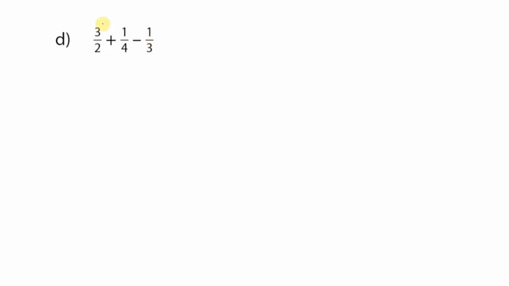So I'm going to ask you to try number D. I'm going to give you a bit of time. The strategy would be to find something that 2, 4 and 3 can all divide into without a remainder as the denominator.